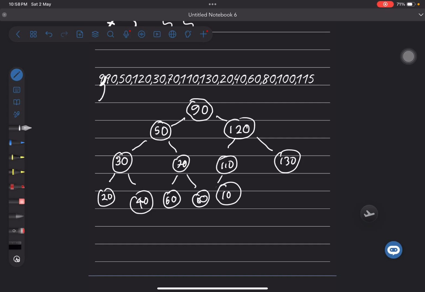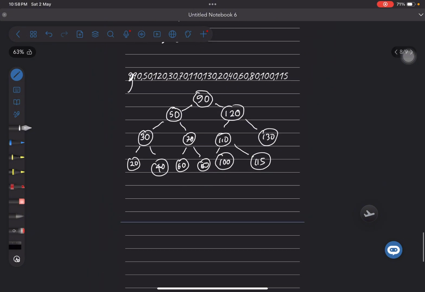100 is smaller than 110. This is the left child, please consider it. 115, greater, so 115, right side. Great. Now we have to do the pre-order.